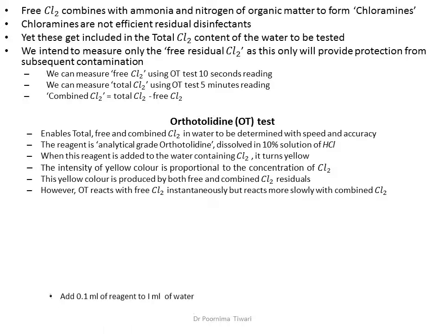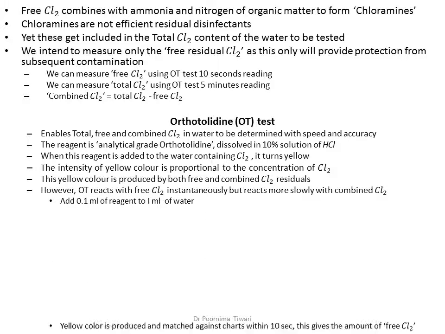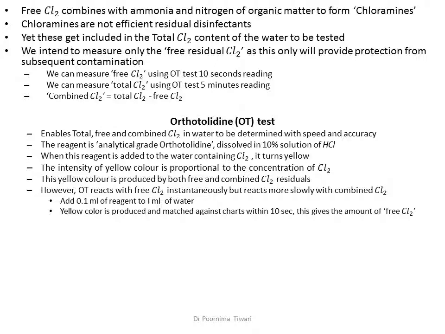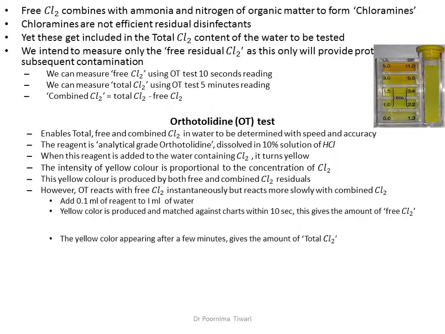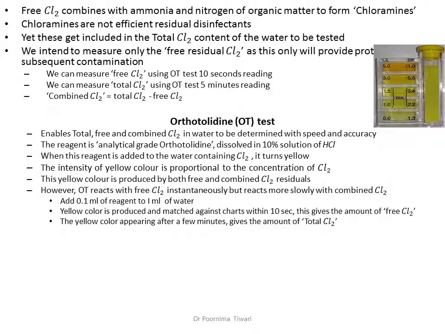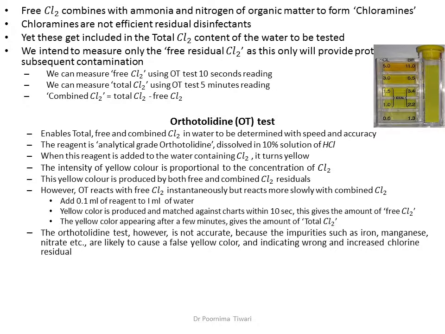The test is done by adding 0.1 ml of the reagent to 1 ml of water. The yellow color that is produced is matched against charts within 10 seconds. This gives the amount of free chlorine. The yellow color appearing after a few minutes gives the amount of total chlorine. The orthotolidine test, however, is not accurate because some other impurities like iron, manganese, nitrate are likely to cause a false yellow color, indicating wrong and increased residual chlorine levels.